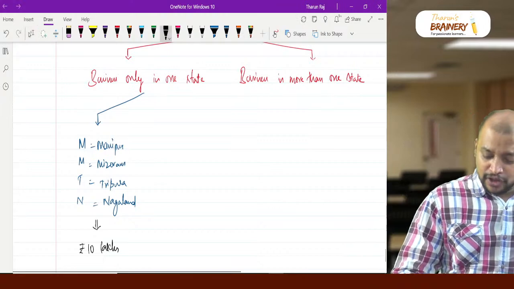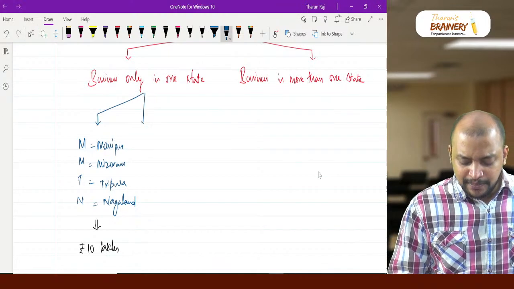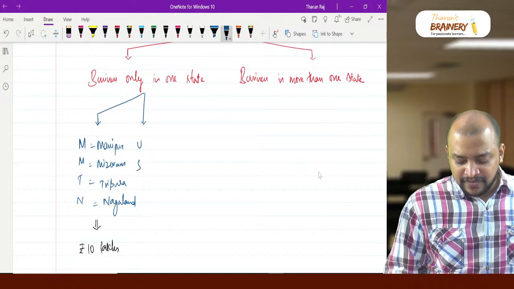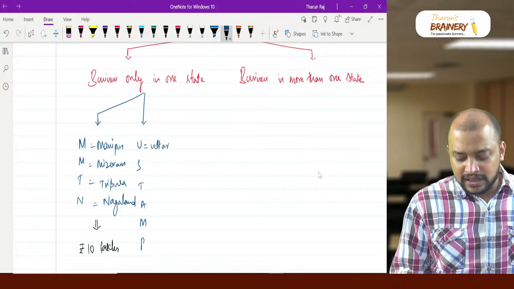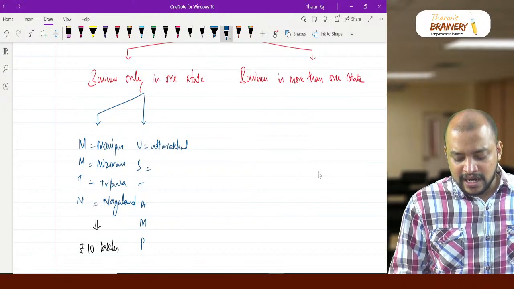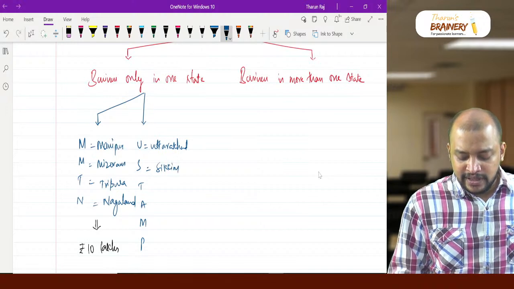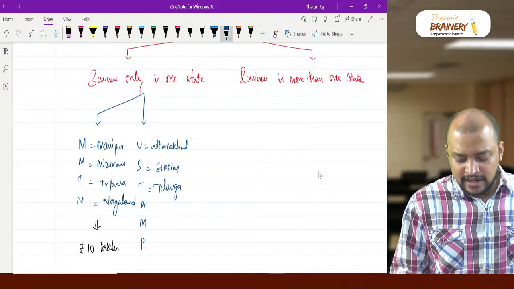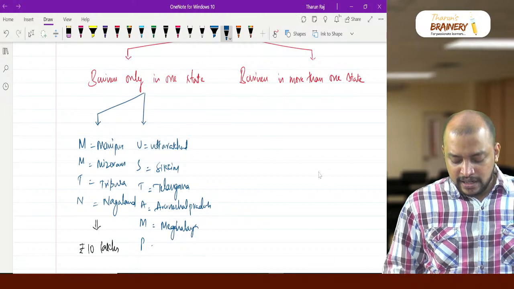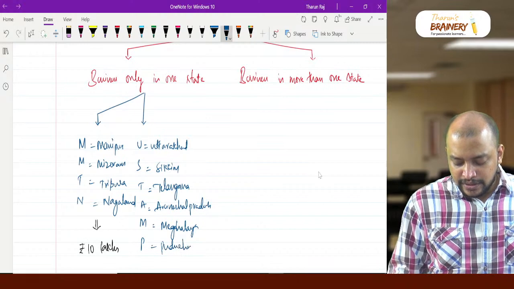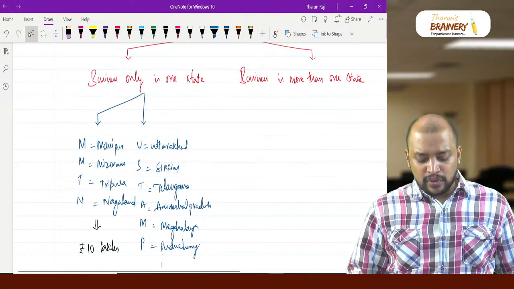Then if you are doing business in U-stamp states, okay, U-stamp states. What are those U-stamp states? U for Uttarakhand, then Sikkim, then Telangana, Arunachal Pradesh, okay, then Meghalaya, not Mizoram, Meghalaya, then Puducherry, Pondicherry. So in these cases, the limit will be 20 lakhs.